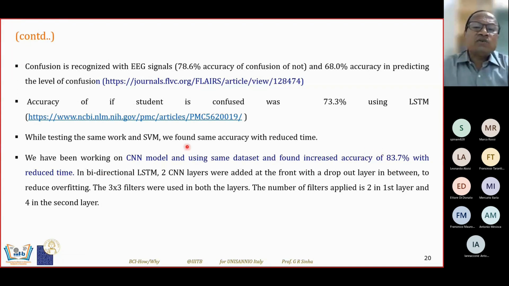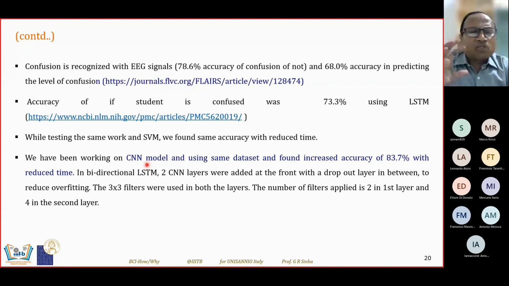Sorry. So SVM provided the same accuracy with reduced time. When the CNN model was tested, accuracy was also improved in addition to the reduced time. In the bidirectional LSTM, two CNN layers were added at the front with a dropout layer in between to reduce overfitting. 3 by 3 filters were used in both layers, and the number of filters applied is 2 in the first layer and 4 in the second layer.